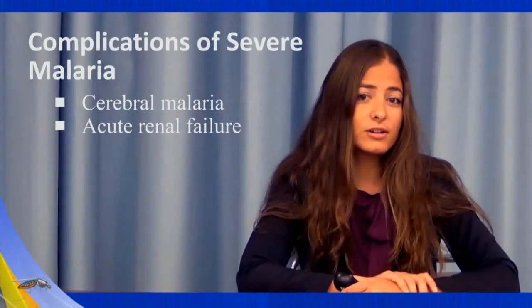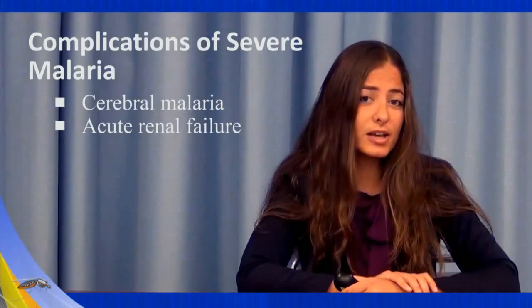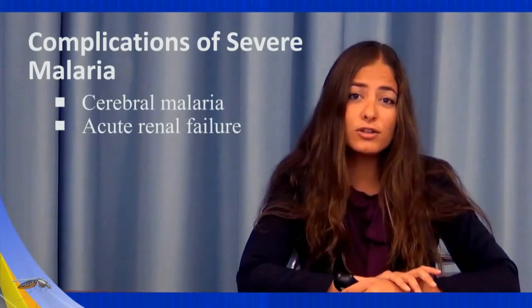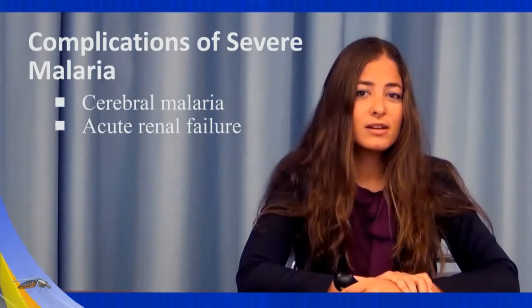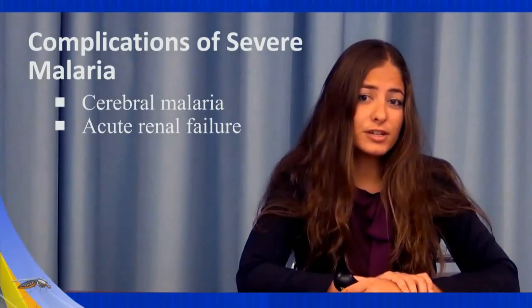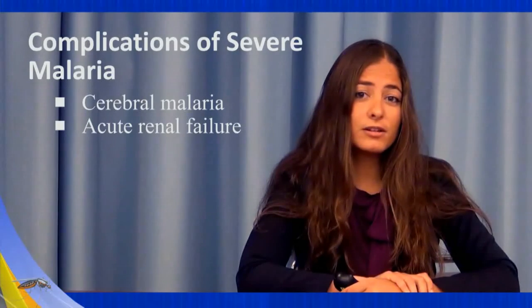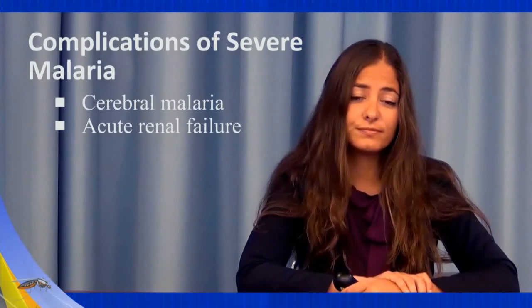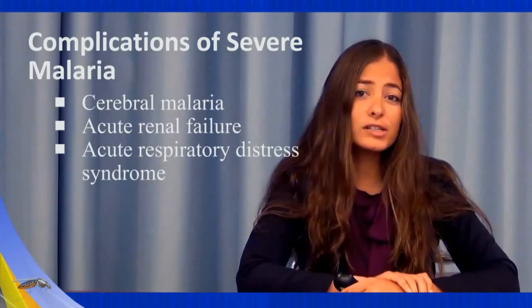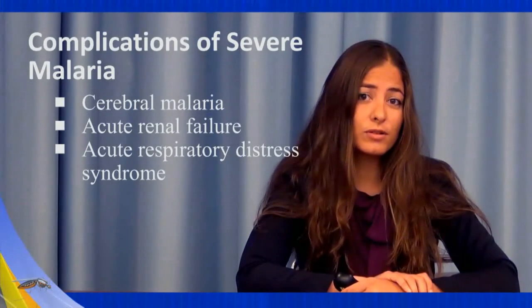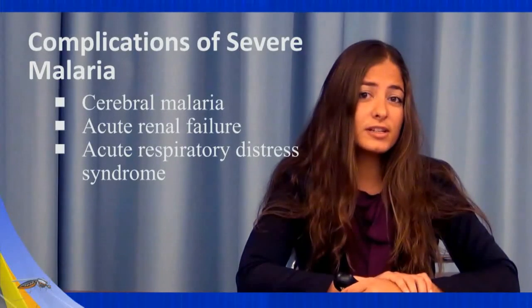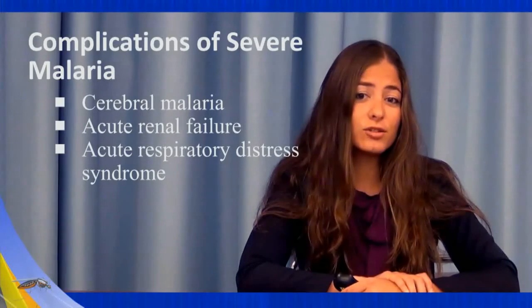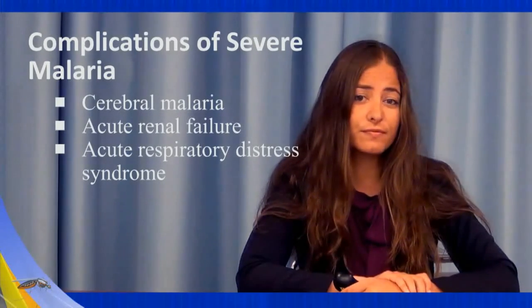Acute renal failure, caused by reproduction of the parasites in renal glomeruli vessels, presents as oliguria and uremia, progressing to complete anuria with rapidly rising blood ammonia products and potassium, which can cause cardiac arrest. Acute respiratory distress syndrome, or ARDS, presenting as pulmonary edema, arises in association with severe acidosis and renal failure.